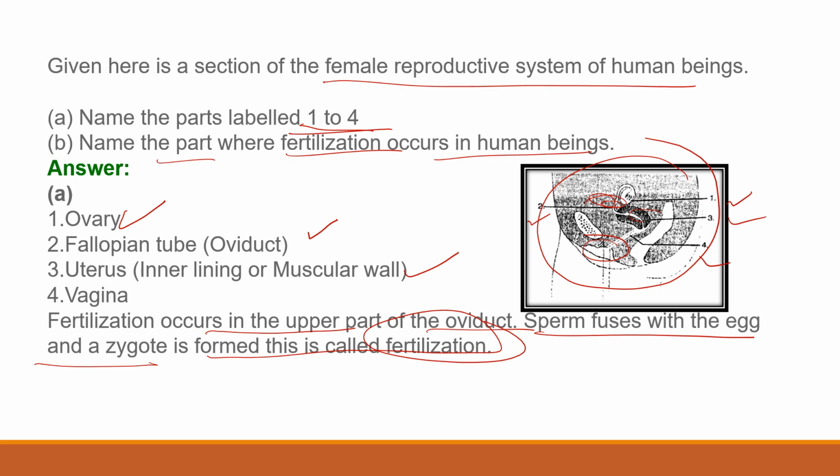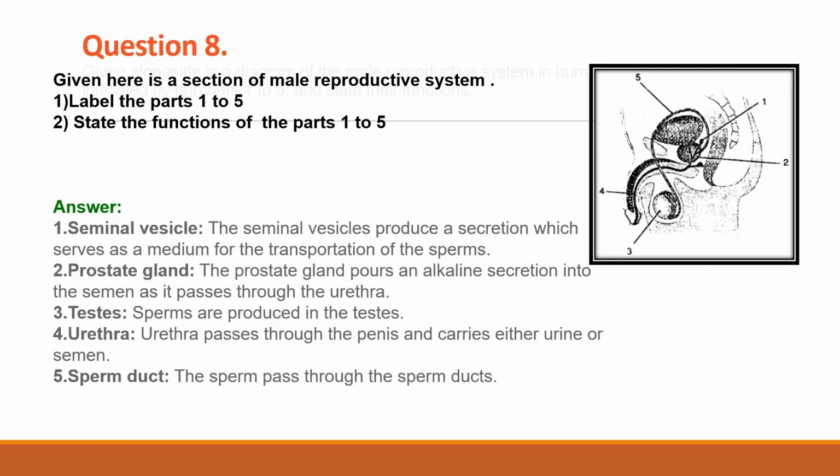Now the last question of today's revision session is that given here is a section of male reproductive system labeled parts 1 to 5. You should label these parts. This type of question only you are going to get in your exam. So the first one is the seminal vesicle.